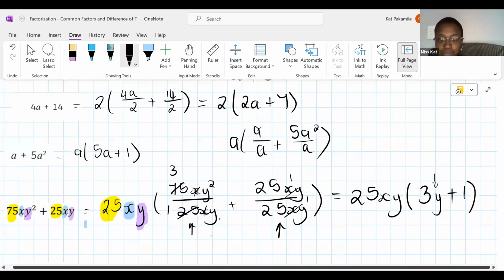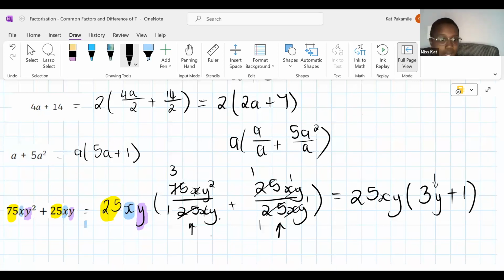Okay, then you say plus. 25 divided by 25, 25 goes into itself once. X goes into itself once, again at the bottom once. Y goes into itself once, again at the bottom once. So you're left with 1 over 1, which is the same as just 1. Okay.